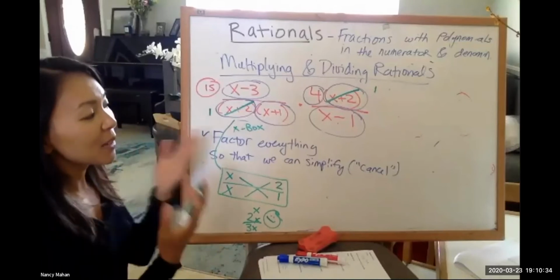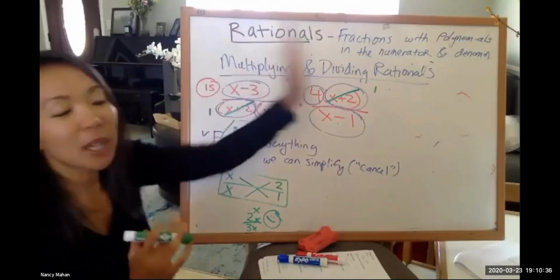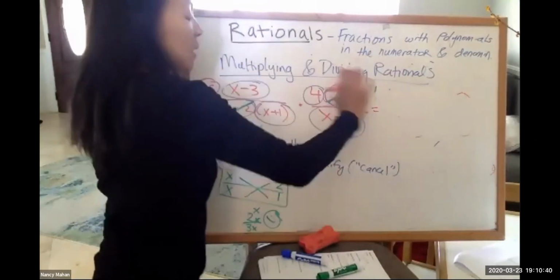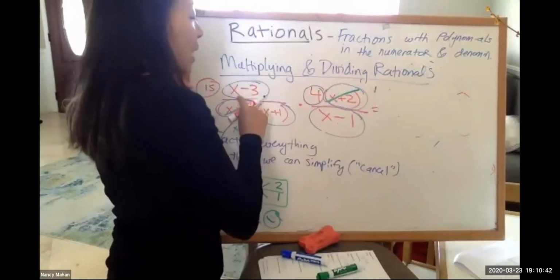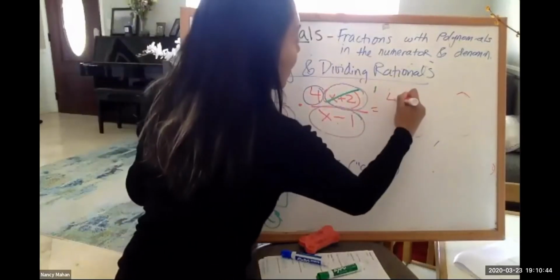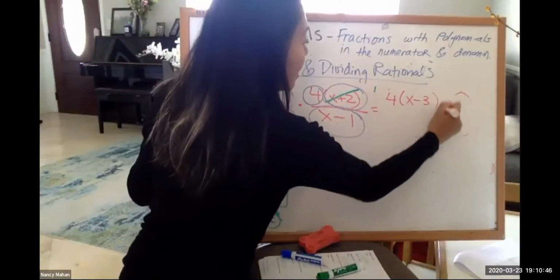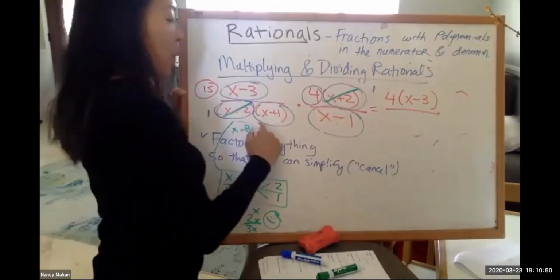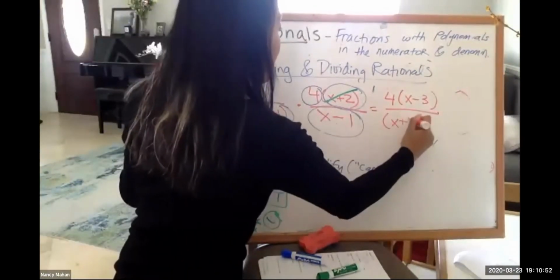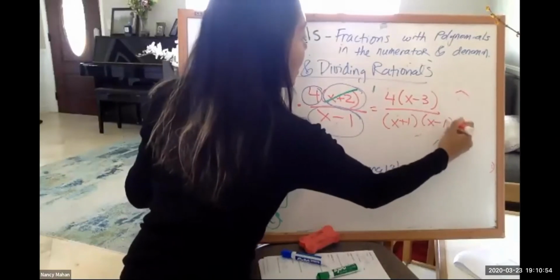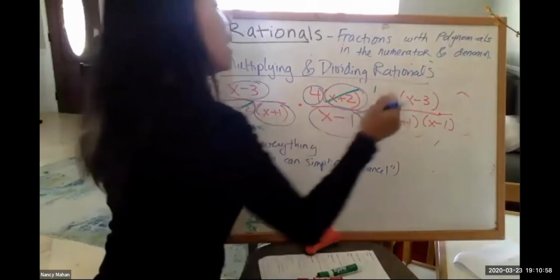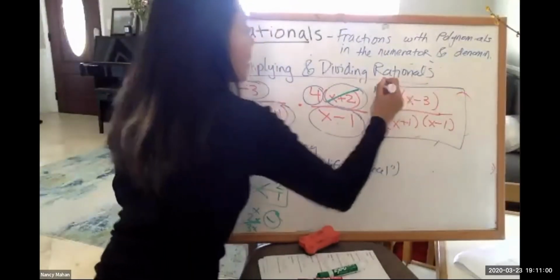So now that I've simplified, I can multiply the top, because that's how you multiply fractions. You multiply the top together. So x minus 3 times 4. So I could write 4 times x minus 3, and I don't need to multiply through. I could just leave it as that. The bottom here is x plus 1 times x minus 1. So I could just leave it as that without having to multiply through. And that becomes my final answer.